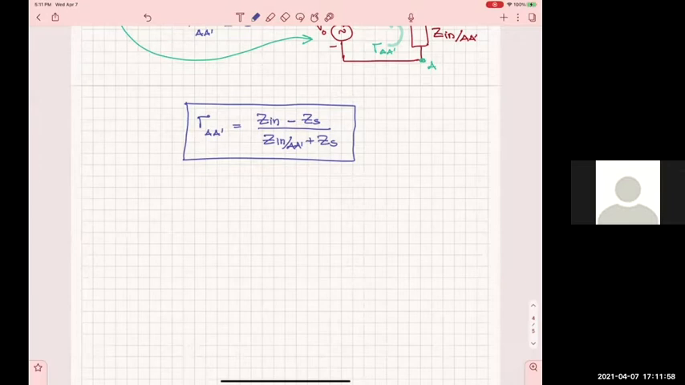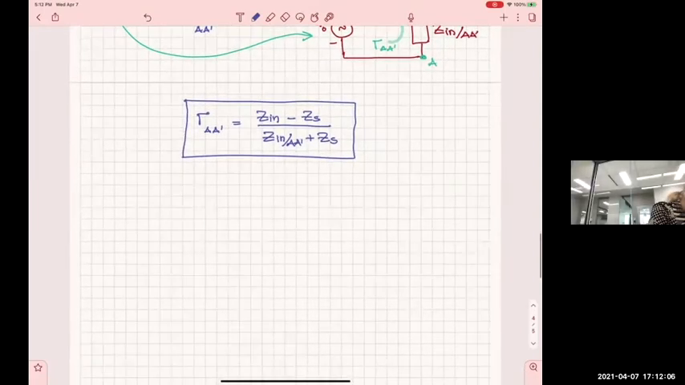Sorry, is the ZIN in the numerator not the same as the one in the denominator? It's the same. Okay.